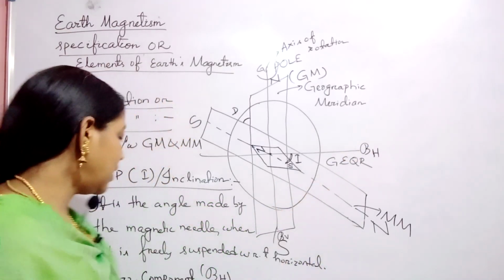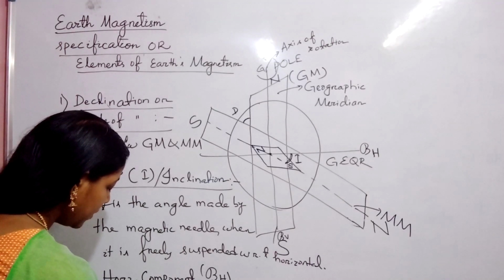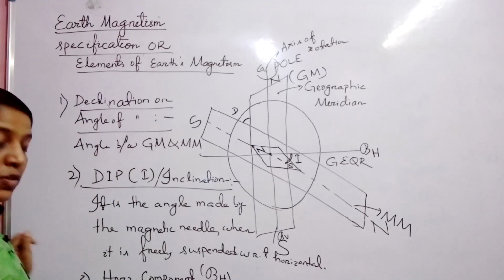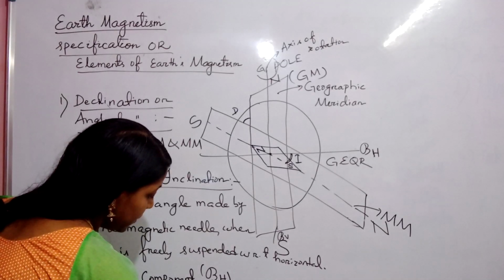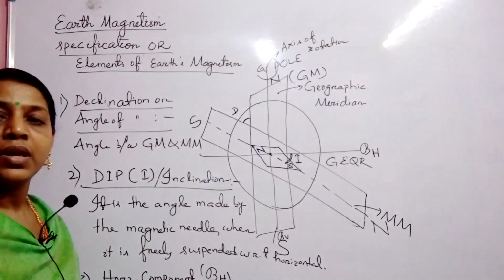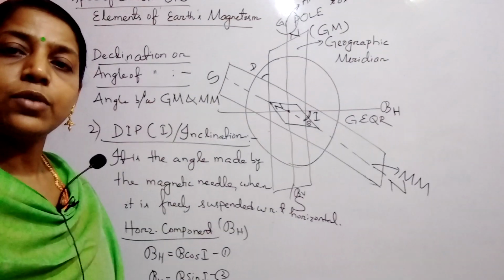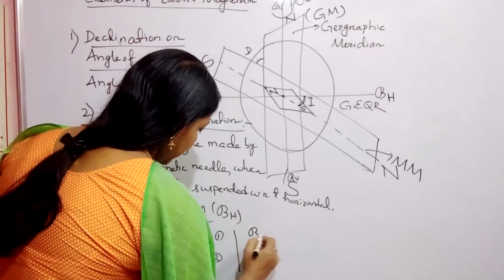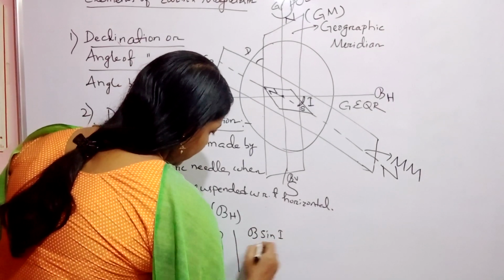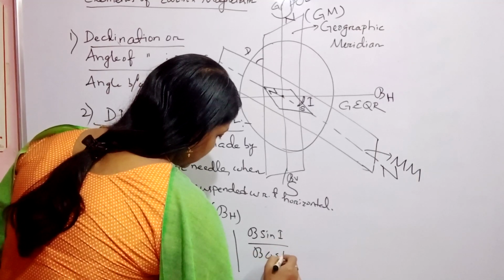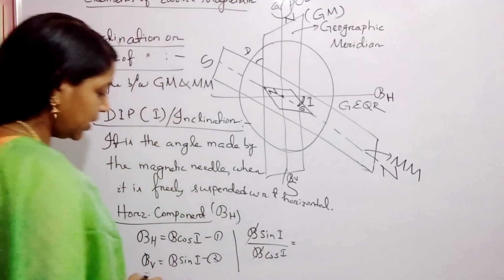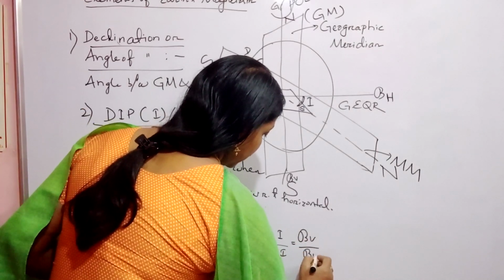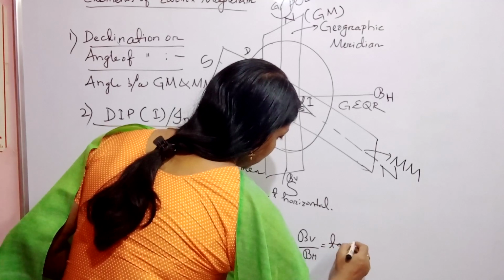Similarly, what will I write? BV equal to B sin I. So if I divide this 1 by 2, this is 1, this is 2. Now if I divide 1 and 2, then what you will find? I will write it as B sin I by B cos I. B will get cancelled, sin I by cos I, that is BV by BH, equal to tan I.